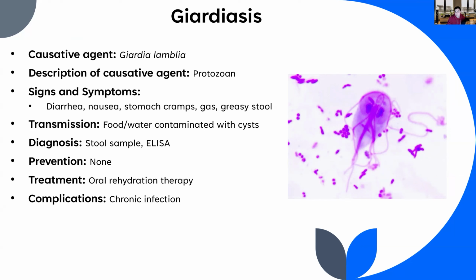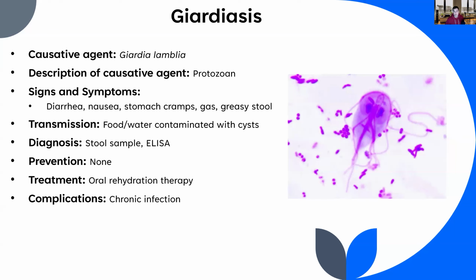It is a protozoan, like I said. It's this guy right here. It's the big purple kind of stingray looking thing. And what actually happens is there are like suction cups on the bottom of this, and that's how it sticks to your intestine and hangs out there. So diarrhea, nausea, stomach cramps, gas, greasy stool are all very common. And you get this by consuming food or water that have been contaminated with the cysts.